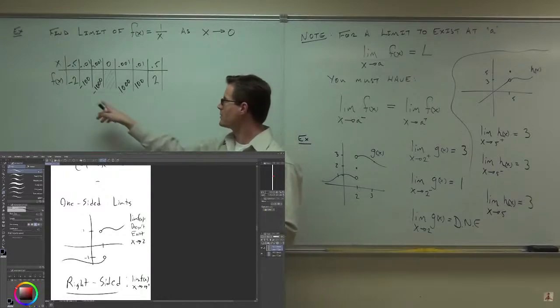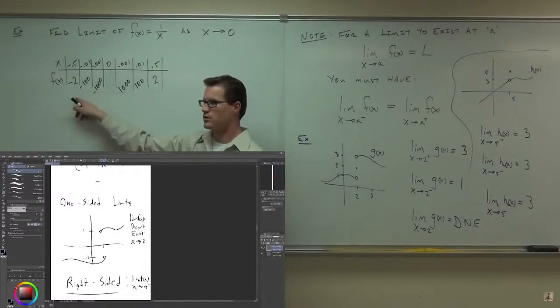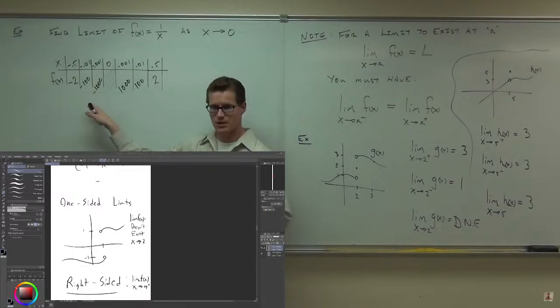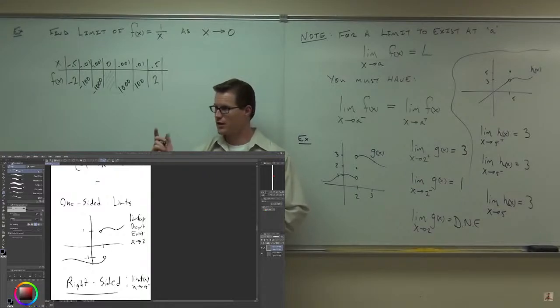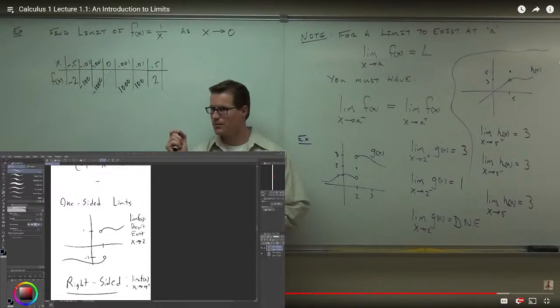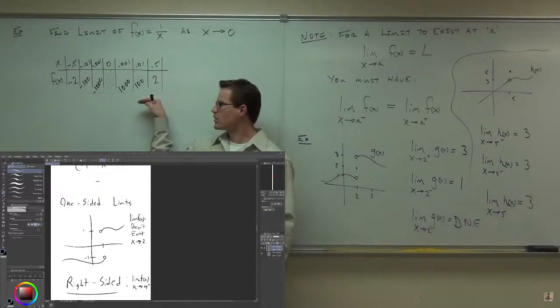Infinity. How about this way? Is it getting bigger or smaller? Way smaller, and it's never going to stop getting smaller. It's not going to a certain number. Now, the second question is, does the limit exist? Are they going to the same exact number? No.